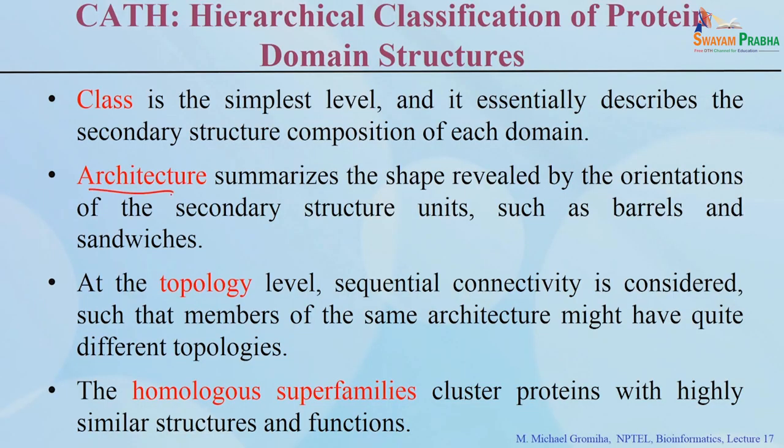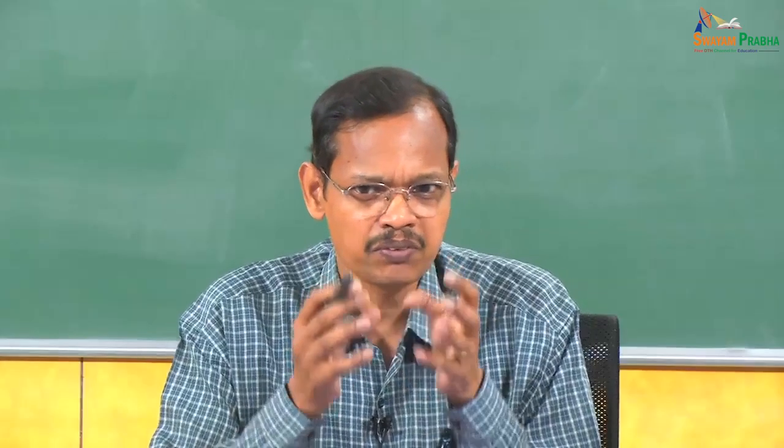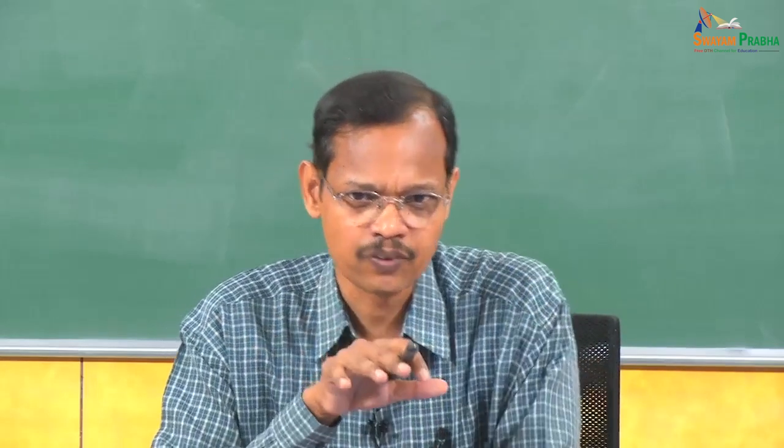What are the four different classes? Mainly alpha, mainly beta, alpha plus beta, and alpha beta. You can see the four different classes; this is the simplest way. Then we go to the architecture. This summarizes the orientation of the structural units, like barrels or sandwiches and so on. Then the topology level shows the sequence of connectivity, how the members of this architecture are connected. Sometimes you have the same architecture but different topologies, depending upon how the alpha helices and beta strands are connected with each other.